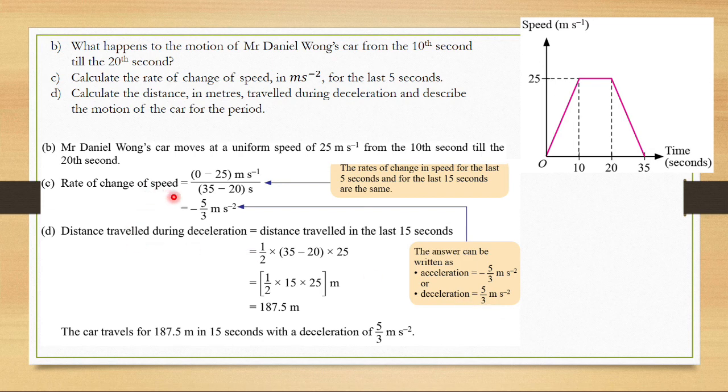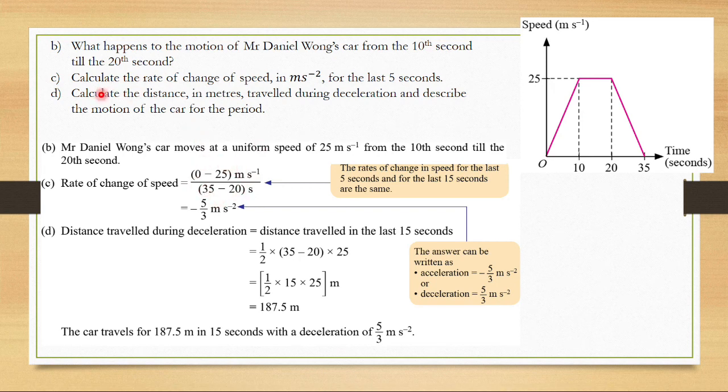One more thing. We can find, because they mentioned about 5 seconds, the last 5 seconds, right? The last 5 seconds is actually here, which is from 30 to 35. So directly we are just going to use the motion over here, because the motion on this point is always the same. Therefore, we will have 0 minus 25 over 35 minus 20.